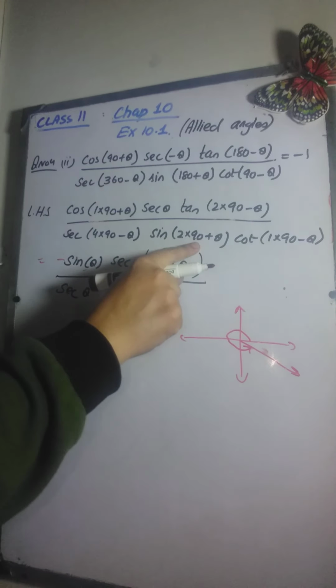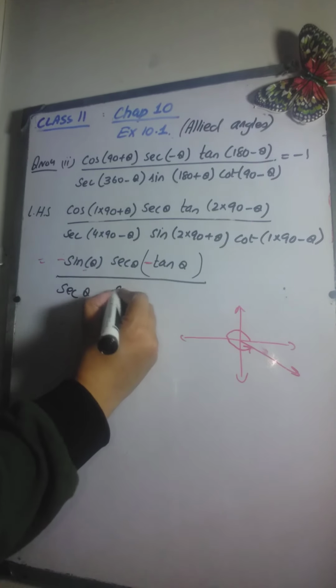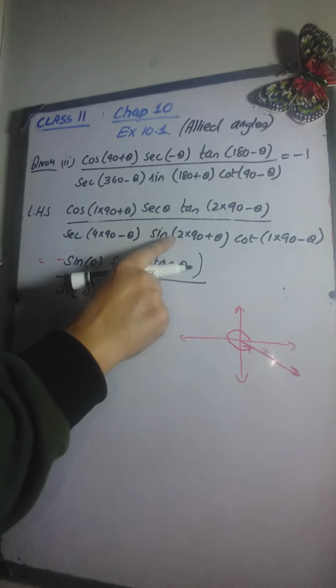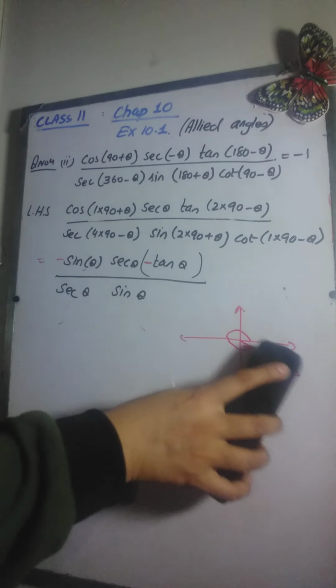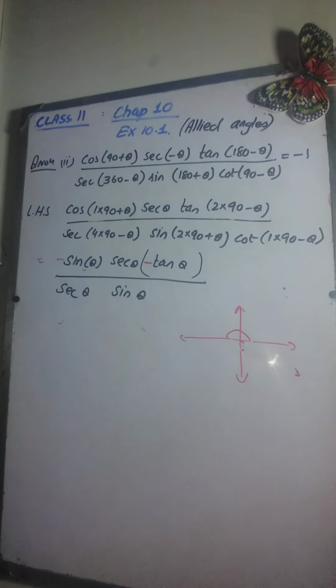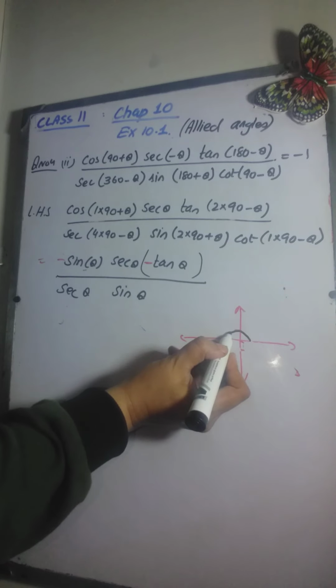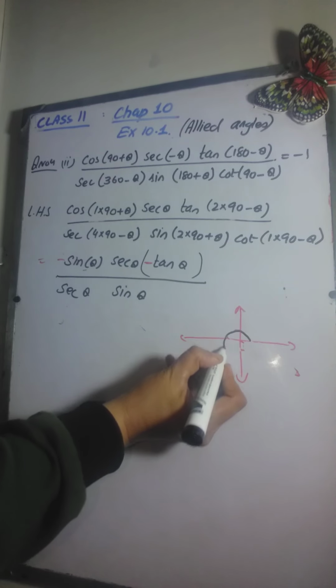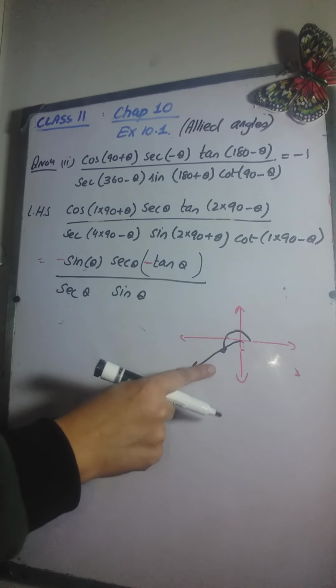Okay, sine of twice of 90, again we have an even multiple of 90, so sine will remain sine. Twice of 90 plus theta means that you are in the third quadrant. Twice of 90, this is 1 times 90, 2 times 90, plus theta means you are going to cross this line and add something to it. So we will be in the third quadrant.